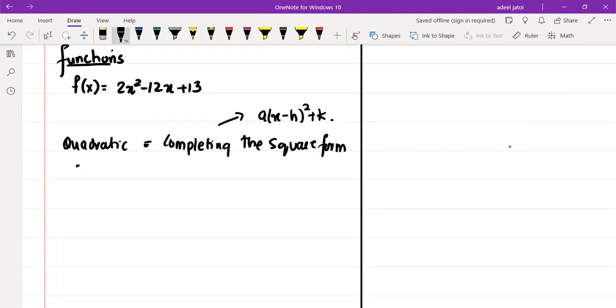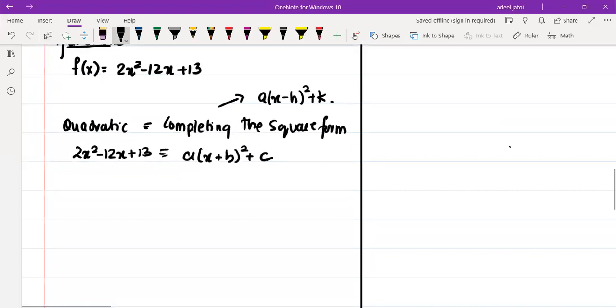But sometimes the examiner will give you their own expression, such that the examiner will want it to open as a(x plus b) whole square plus c. So if we just open this thing up, this can be your first part of the question: change your quadratic to completing the square form.